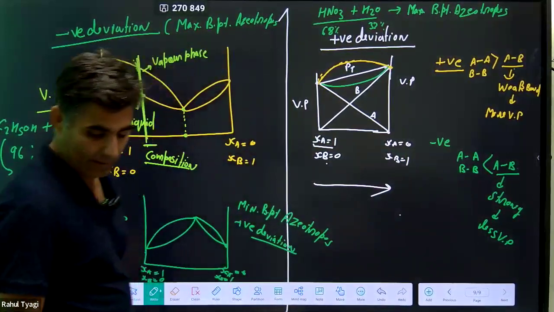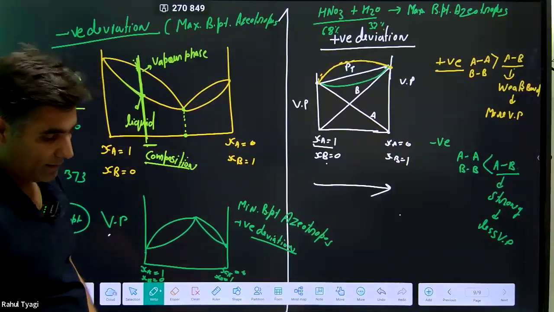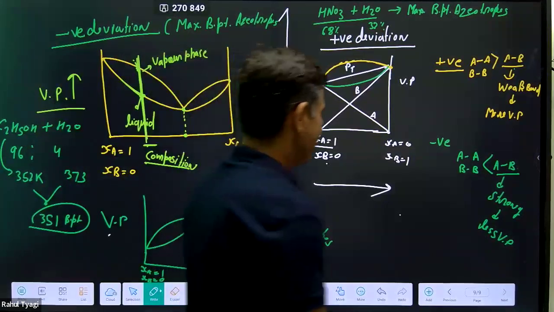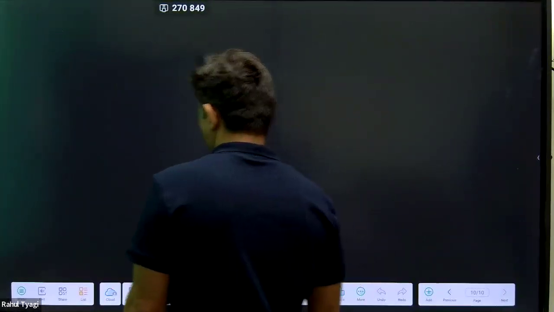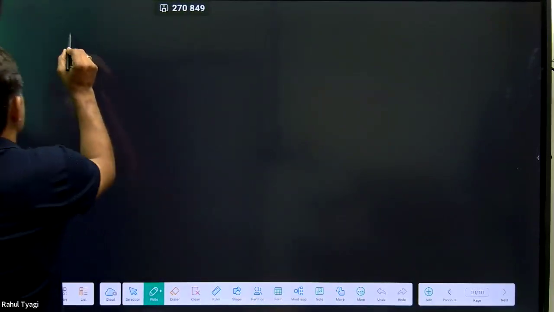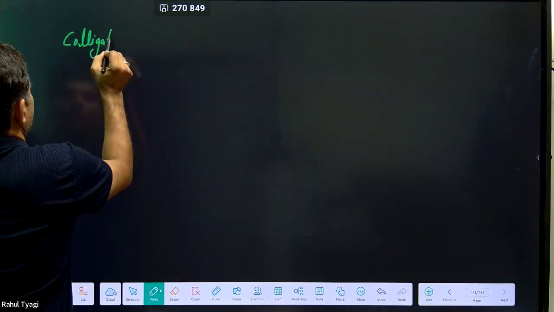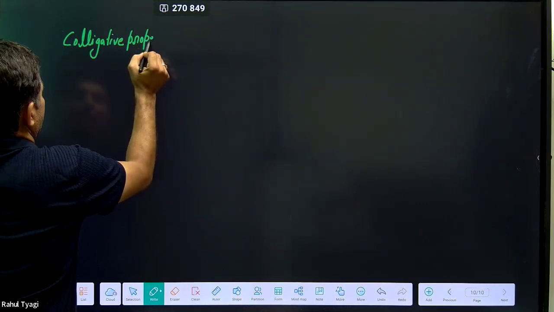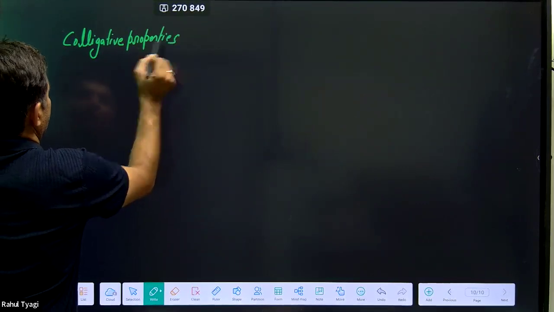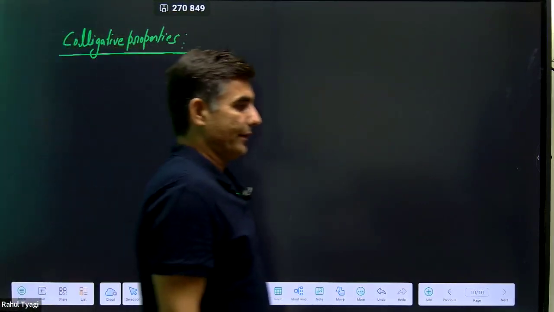Next topic we are going to cover is colligative property.